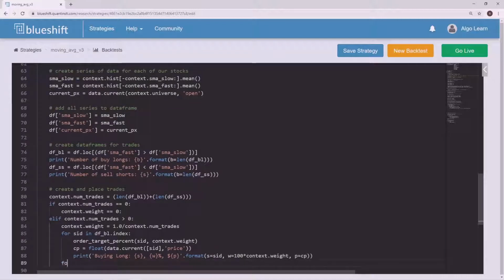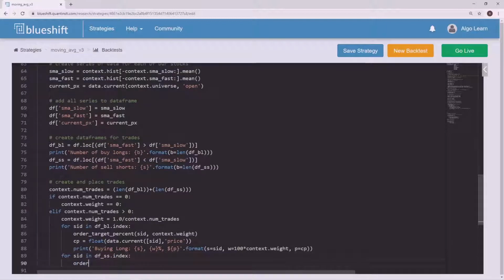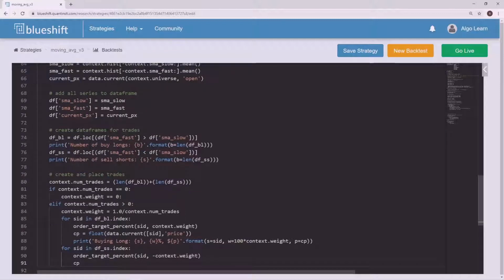And then we're going to do our for loop for DF sell short index, and then we're going to do order target percent. There's our SID, and there's our negative context weight. Why is it negative? Because we're selling short. And then we're going to pull down our current price. Just to stay consistent here, again, we pull down data current, and that's the SID, basically the security that we just went ahead and sold short. And we're going to just pull down the price.